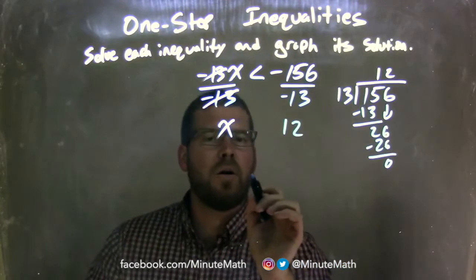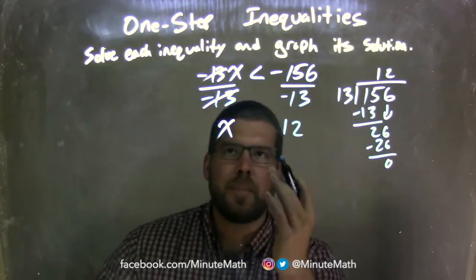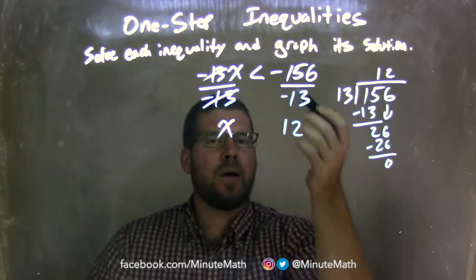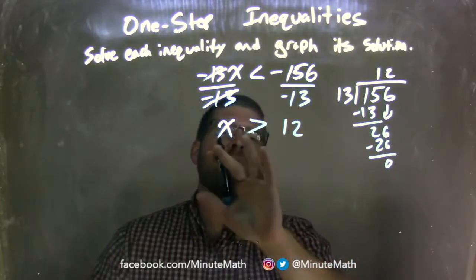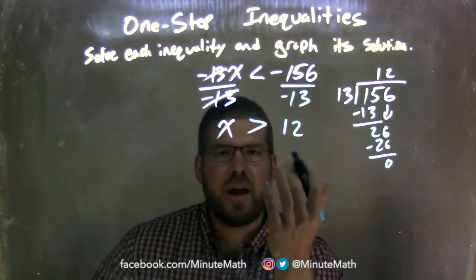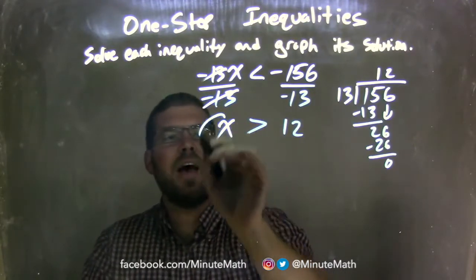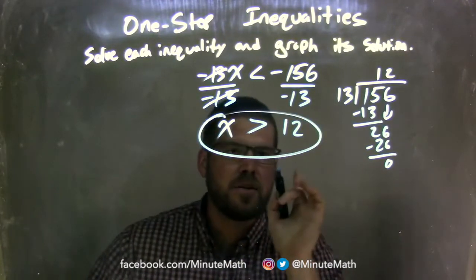But now my inequality needs to flip because I divided the inequality by a negative. So right there, I take my less than sign and I convert it and make it into a greater than sign. And so now my final answer is x is greater than 12.